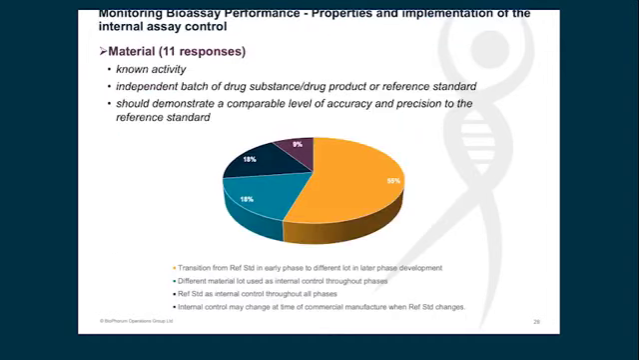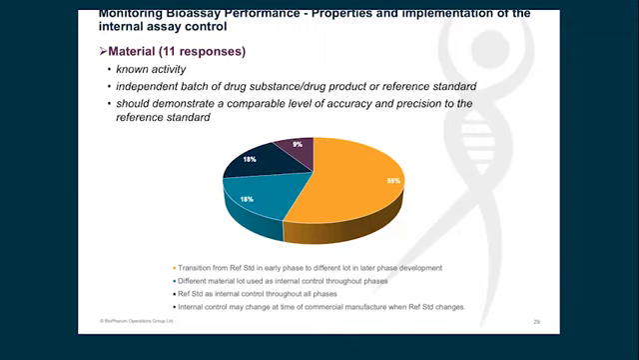So the common characteristics of an interassay control are that the material should be of a known activity. It should be an independent batch of drug substance or drug product or reference standard. It should demonstrate a comparable level of accuracy and precision to the reference standard.